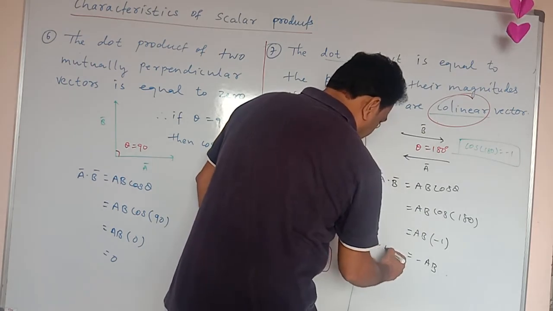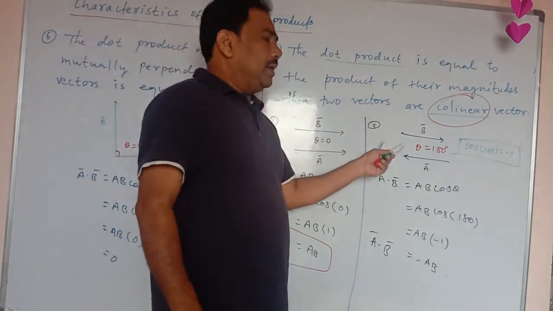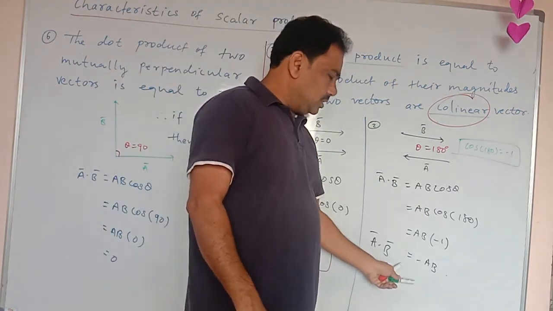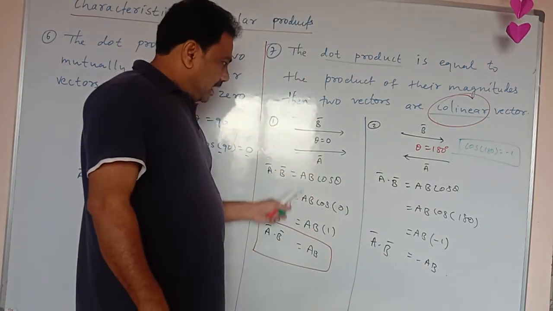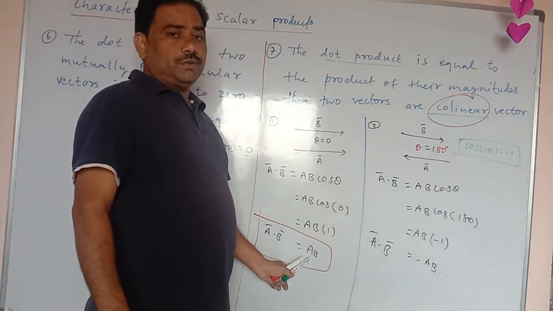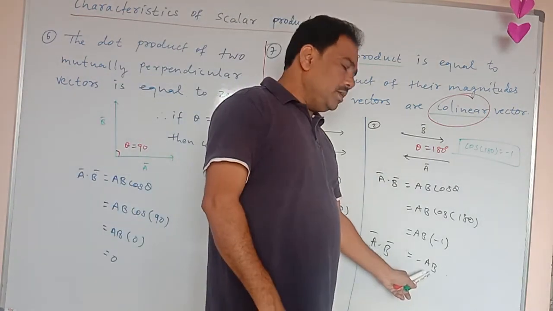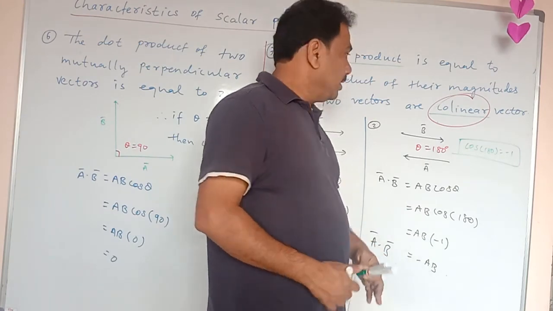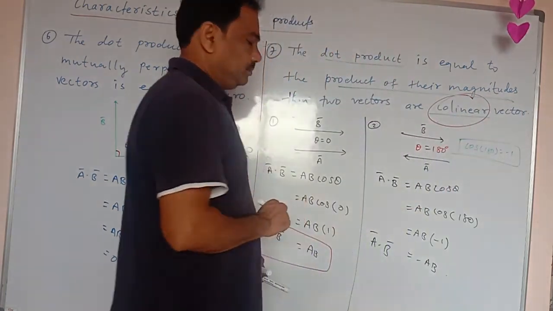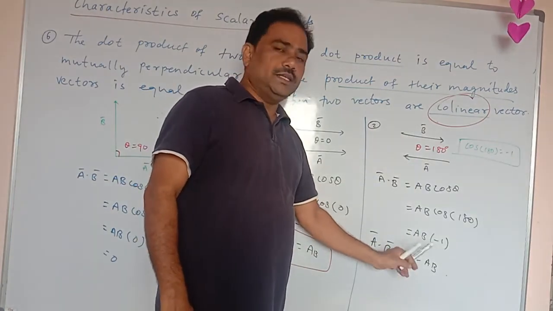So this is the dot product of vector A and vector B if they are anti-parallel to each other. Now concentrate on the answers. Vector A dot vector B is equal to AB for parallel vectors, and vector A dot vector B is equal to minus AB for anti-parallel vectors. AB represents the magnitudes of the two vectors in both cases, so the result is the product of their magnitudes. Why is there a minus sign? Because they are anti-parallel to each other.